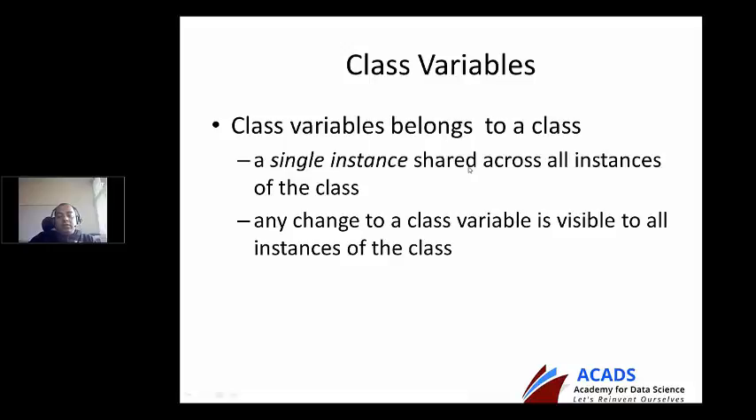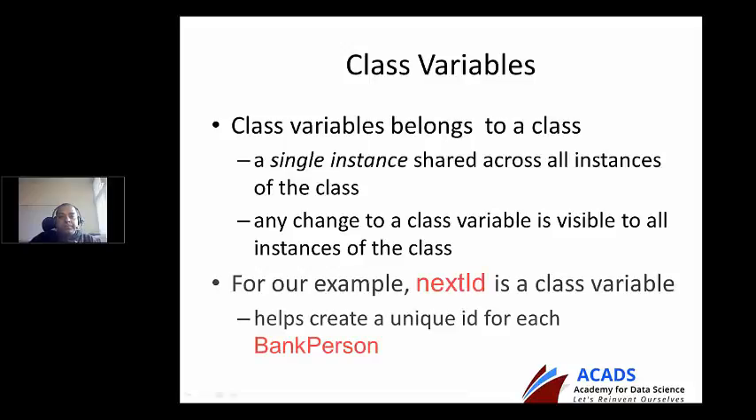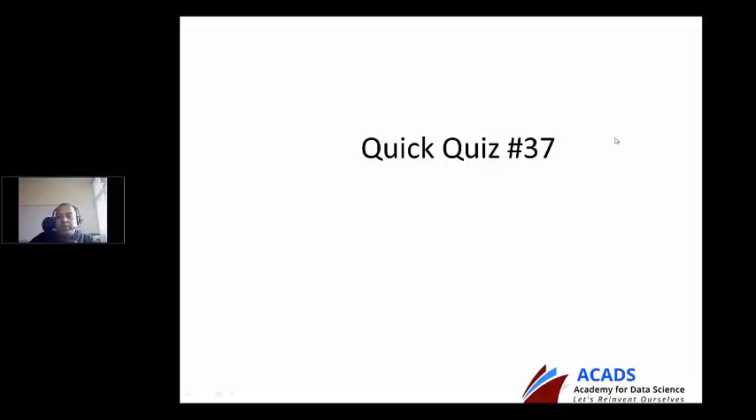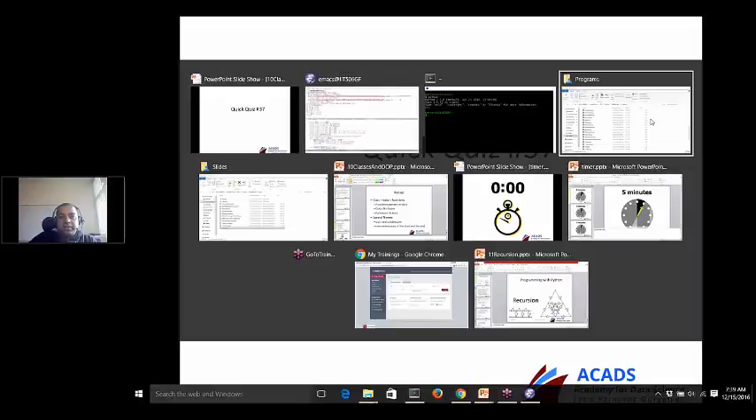Okay, so class variable, as we discussed, any change to a class variable is visible to all, and any of the objects can change this variable. So it's very important that you maintain some kind of discipline when you are using class variables. Okay. So at this point we will move to Acads website to solve quick quiz number 37.